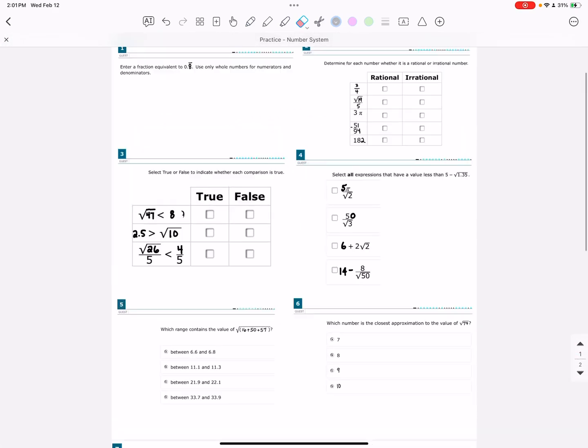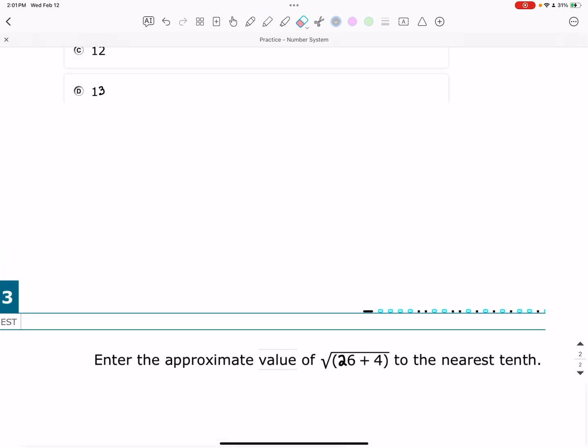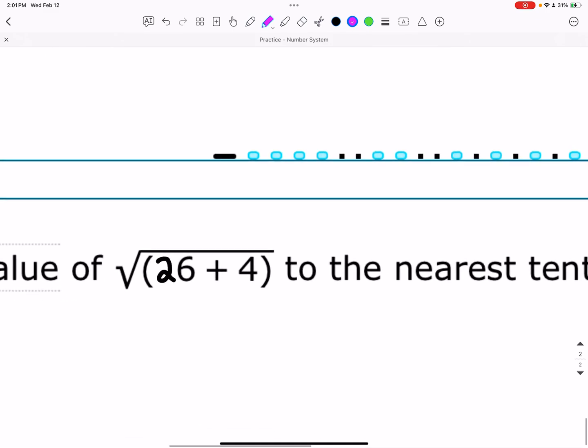Okay, guys, this is the number system, but let's work from the back. We did a lot in class, so let's work from the back. Hopefully this will be quick for you. All right. Square root of 26 plus 4 to the nearest tenth.